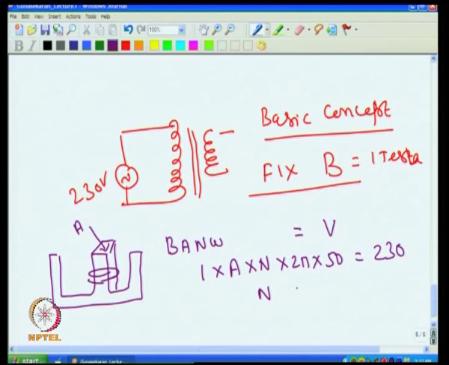So, that means the number of turns required is this voltage divided by that area into 2 pi into 50, and the field B is 1 Tesla. So, depending upon the area of the core, you have to select the number of turns that is required. That means, if I put that many number of turns here, and if I give 230 volt 50 hertz, then I am sure that 1 Tesla field only will be set up in this core.